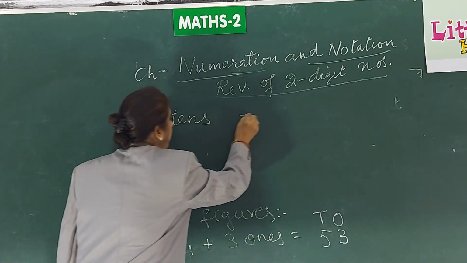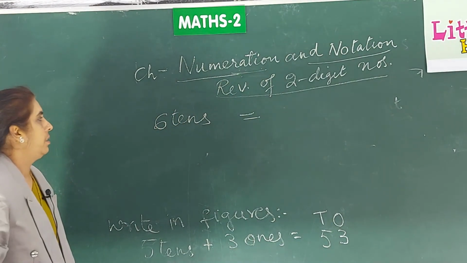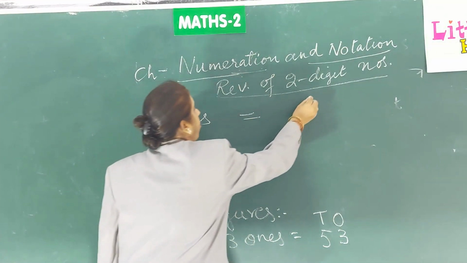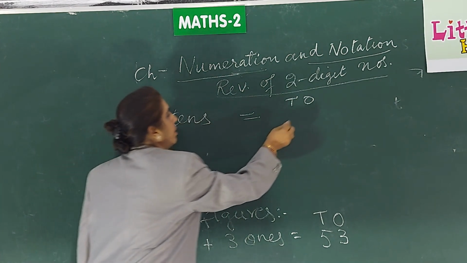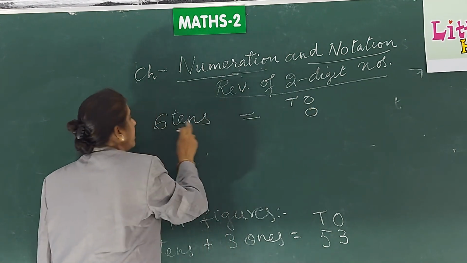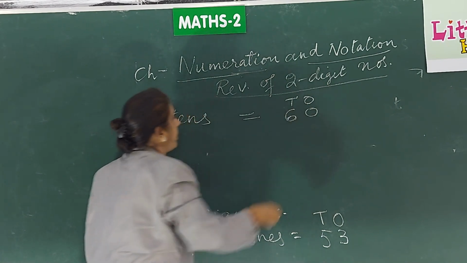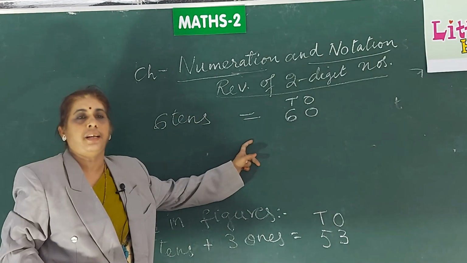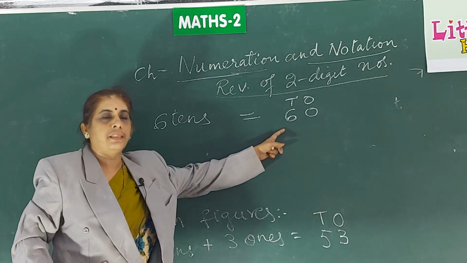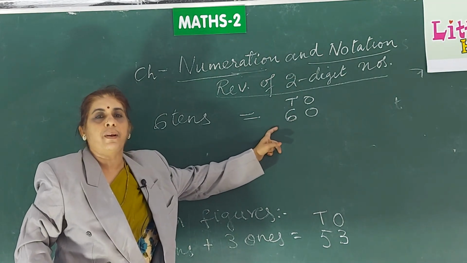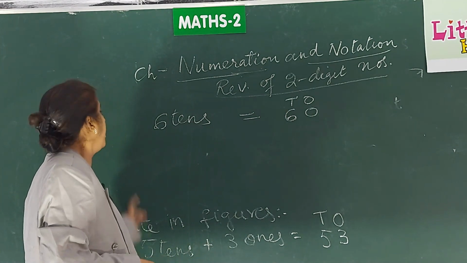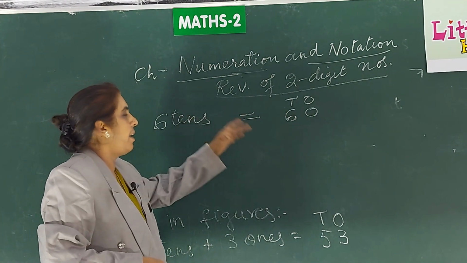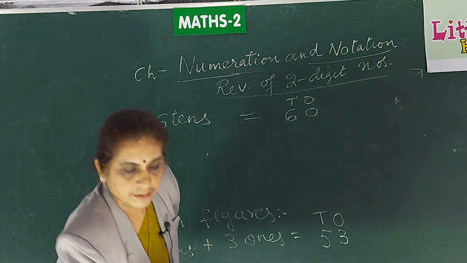Six tens. Write the numeral for it. Ones, tens. There are no ones here. So put a 0 and 6 tens. You already know that 6 tens are 60. 0 in the ones place, 6 in the tens place. In this way, you can write from the expanded form to a number or a numeral.